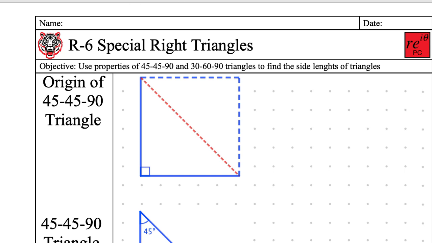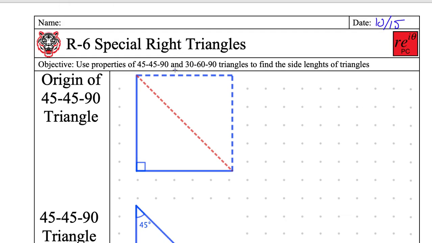All right, so we are in Precalculus. Today's date is Tuesday, October 15th, 2019. Make sure your name and date are on your paper. Yeah, we're talking about special right triangles.